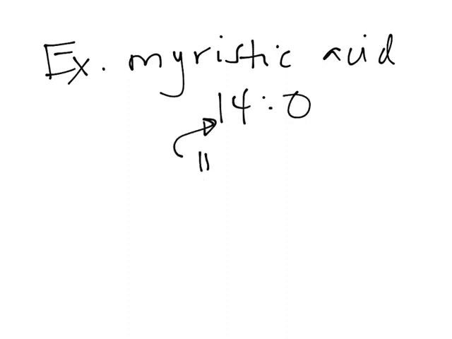The first one, the common name is myristic acid. And you'll see the common names a lot, but I'm not going to hold you responsible for those, but I will hold you responsible for being able to draw a fatty acid given the standard nomenclature and vice versa. So standard nomenclature for myristic acid is 14:0. So this is the number of carbons in the molecule, and this is the number of double bonds.